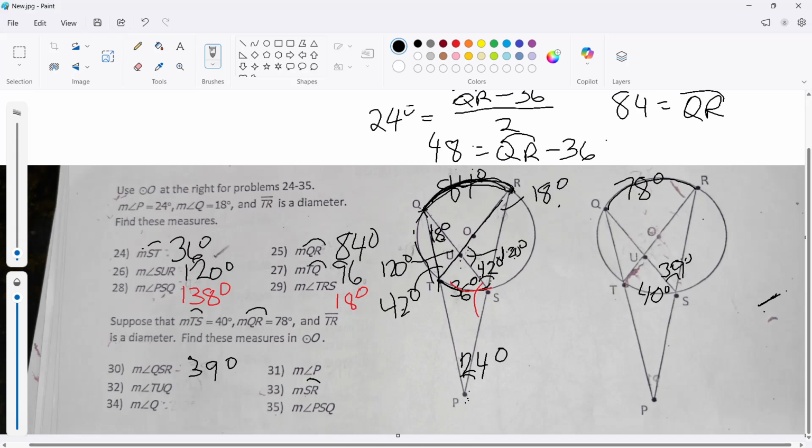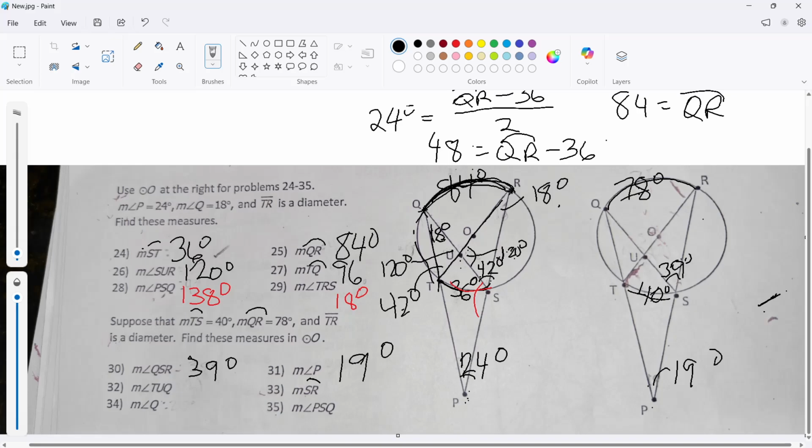Measure angle P. Well, that's going to be one half of the difference between these two. Remember, when it's an outside angle, it intercepts two arcs. Subtract the small arc from the big arc, divide by 2. 78 minus 40 is 38. Divide it by 2, and that's 19 degrees. It looks like someone wrote this in, but then deleted it.